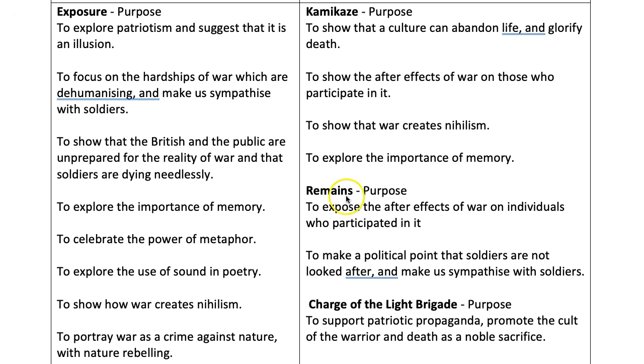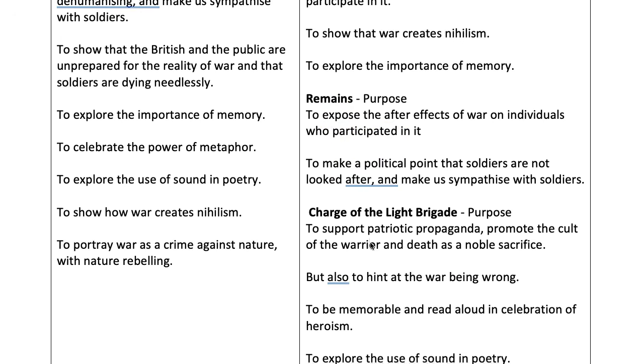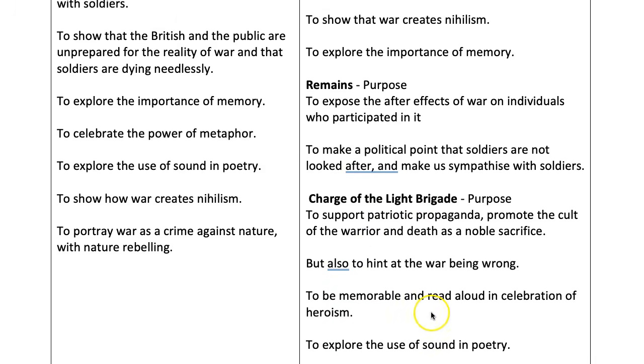I could choose Remains, which exposes the after effects of war on the individuals who participate in it, and also makes a political point that soldiers are not looked after, and tries to make us sympathise with the soldiers. Cool. 2 comparisons, so not as good as Kamikaze, but I might still be able to write really well about that. Now we have 4 comparisons from Charge of the Light Brigade.